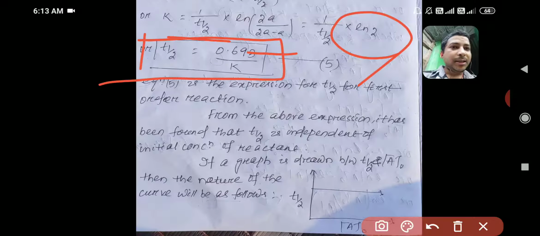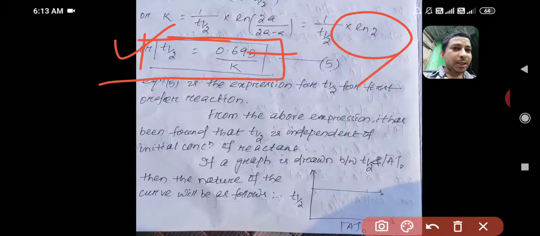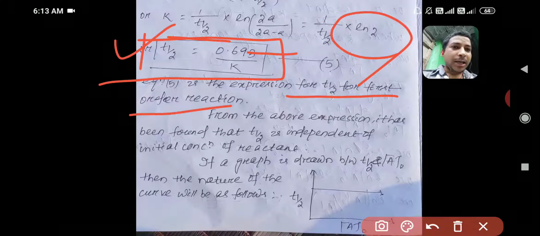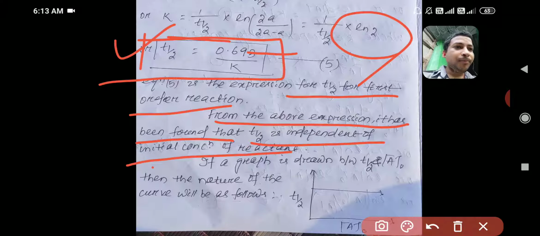See, in the case of first order reaction, the expression for half-life period is independent of initial concentration. That means equation 5 is the expression for half-life period for first order reaction, and from the above expression it has been found that half-life period is independent of the initial concentration of the reactant.